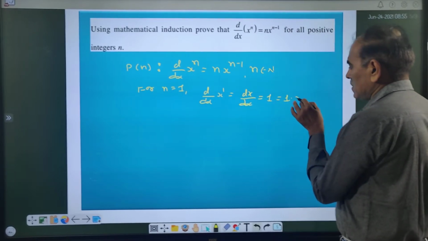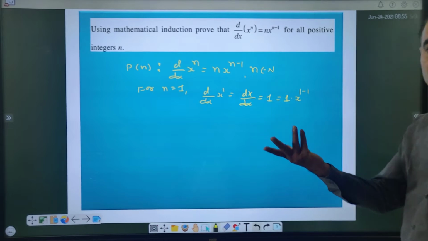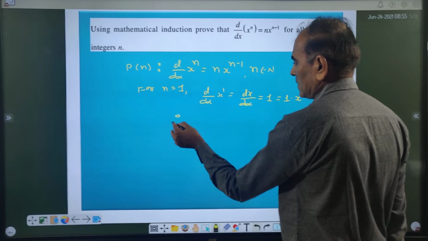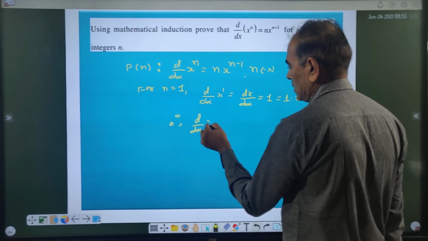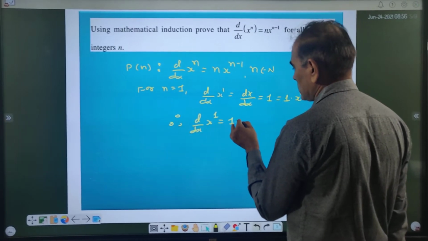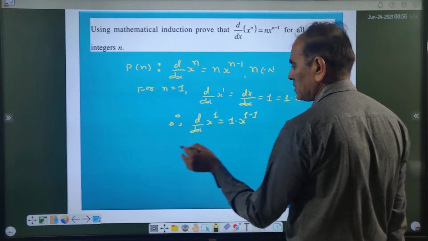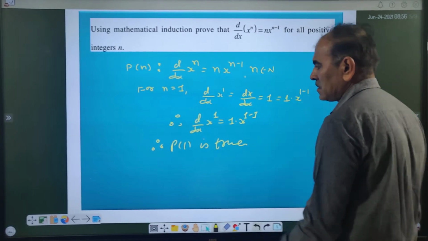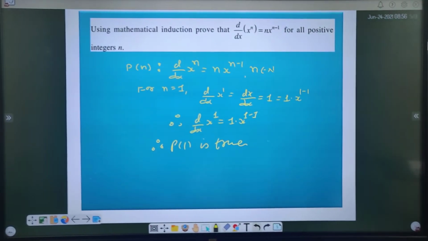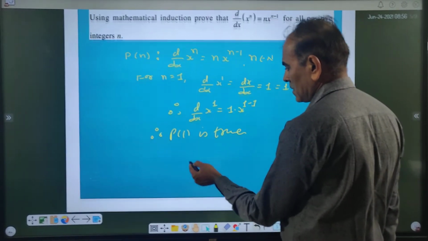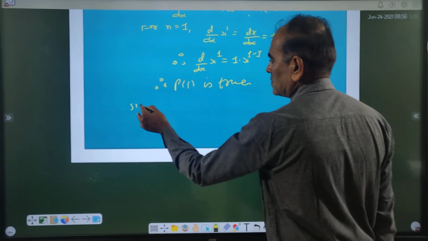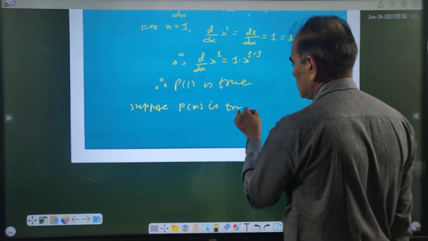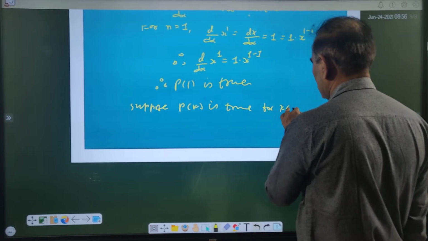This can be written as 1 into x raised to 1 minus 1. Yes, we can write it. Because that is x raised to 0, that comes out 1. And therefore, what we proved? d by dx of x raised to 1 is equal to 1 into x raised to 1 minus 1. And therefore, p of 1 is true. Yeah. Now, suppose it is true for n is equal to k. That means, suppose p of k is true. Suppose p of k is true for k belongs to n.